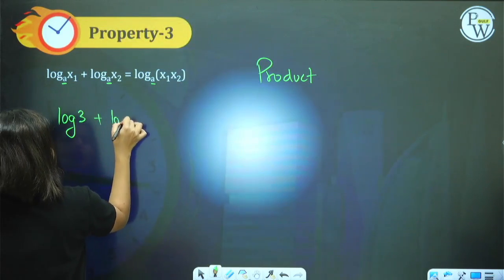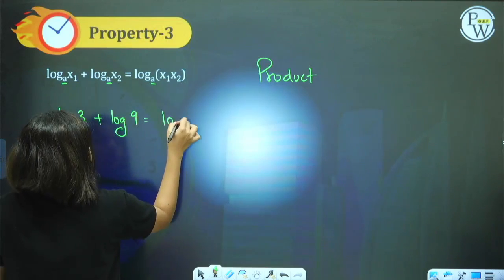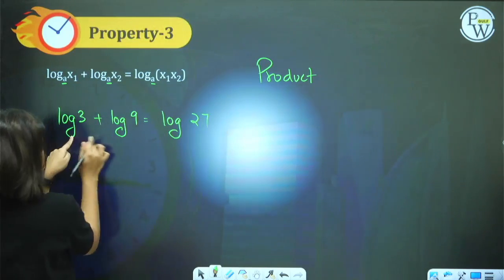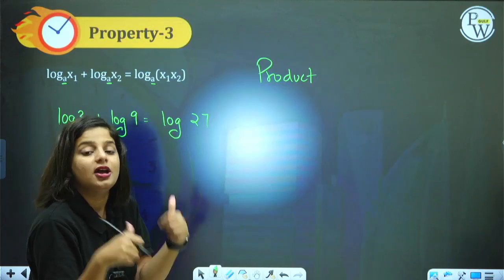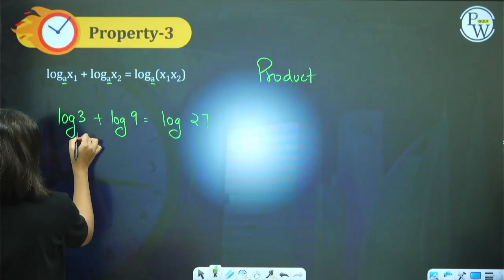Log 3 plus log 9 will be equal to log of 27. Yes. Why? Because the bases are the same. Ma'am, the bases are not mentioned. Not mentioned means it's 10. By default, it's 10.